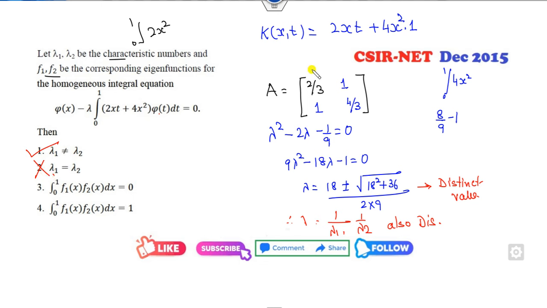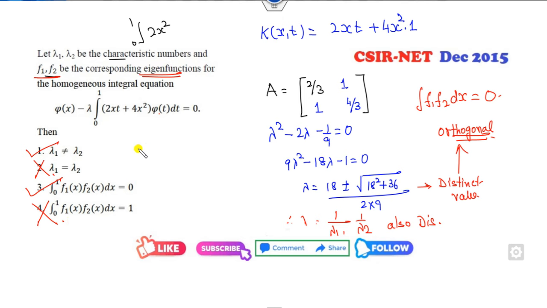So once their eigenvalues are distinct, fine. What is the meaning of that? The eigenfunctions are orthogonal to each other, and f1 and f2 are my eigenfunctions. Once they are orthogonal, that means the dot product of them will be 0. So the third option is the correct one, the fourth option is the wrong option.